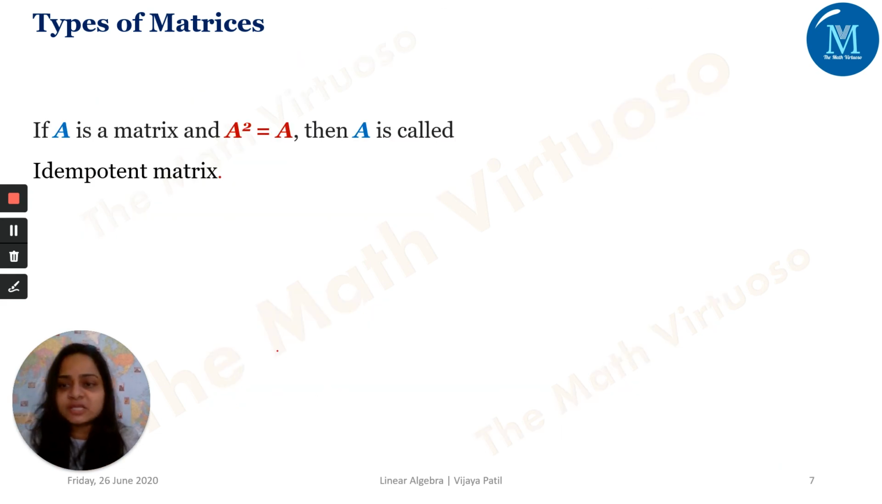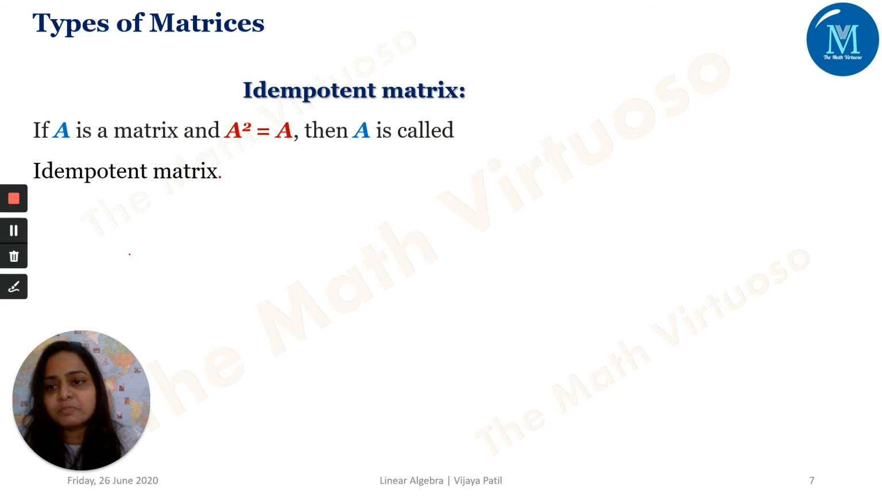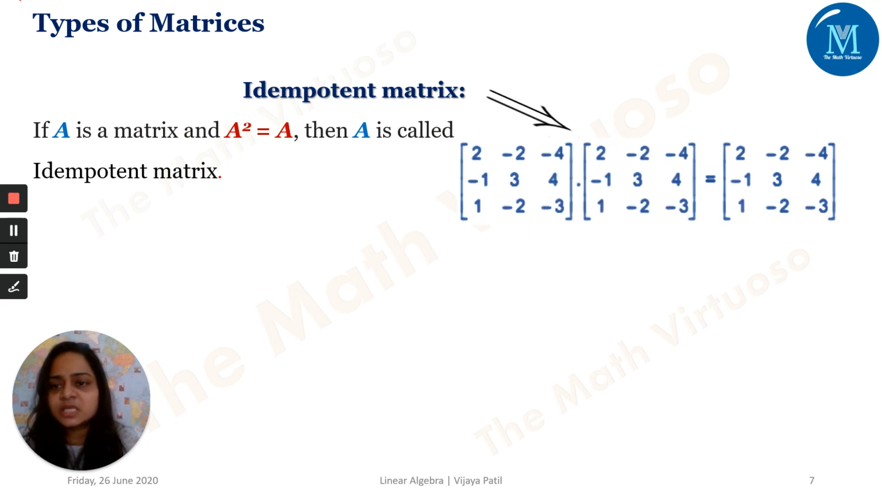Okay. The next matrix is the idempotent matrix. It's again very simple, but important as well. An idempotent matrix is a matrix where A square is equal to A. If I square the given matrix, I get the same matrix. It's known as idempotent. These are the special matrices. So it's 2, minus 2, minus 4.